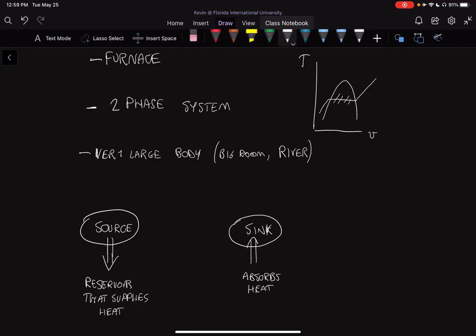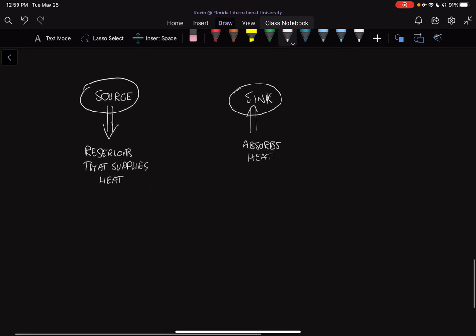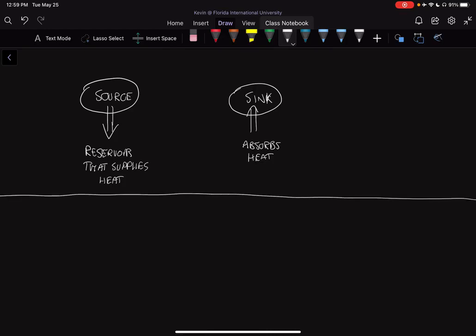Okay, so that's going to be useful in our definition of the second law and how it can be applied to systems such as heat engines or power plants. And that's what we're going to talk about now. So the system that we're going to talk about now and introduce is called a heat engine.